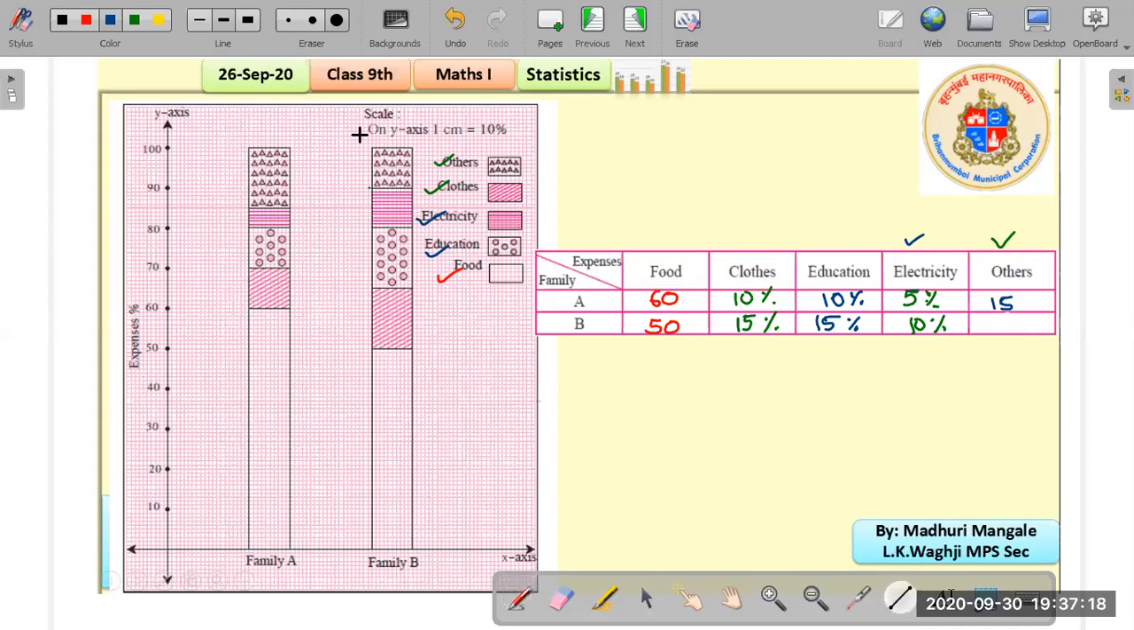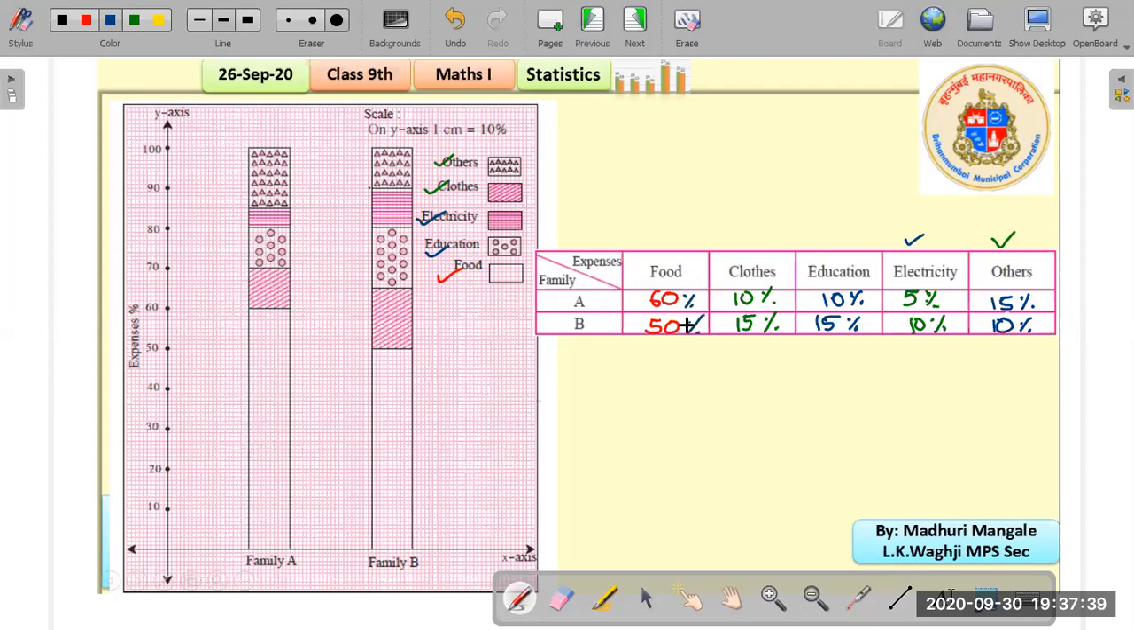So if we map the height on the y-axis, that is from 90 to 100. And what is the difference? That is 10. So 10% of others for family B. So that completes the table part. That is, we have just filled the table, right students?